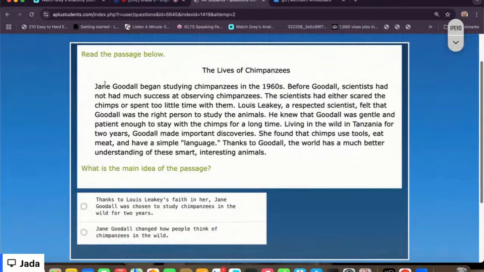Alright, so you have to read the passage. It's about the lives of chimpanzees. You have to read this and figure out the main idea from this. Okay?